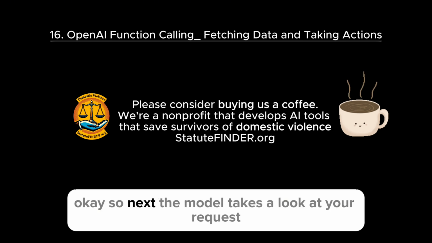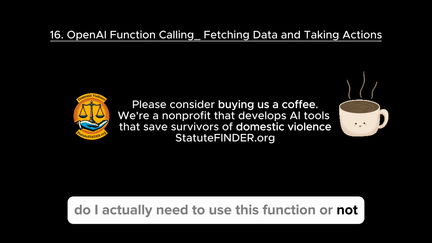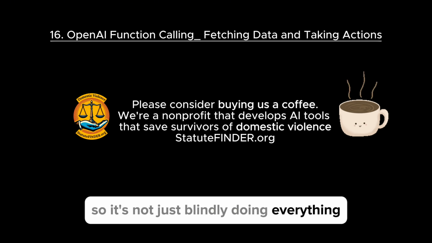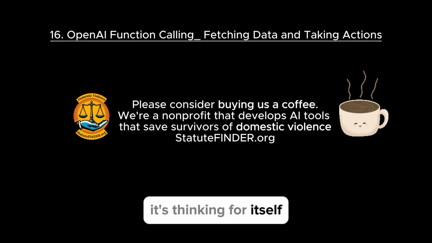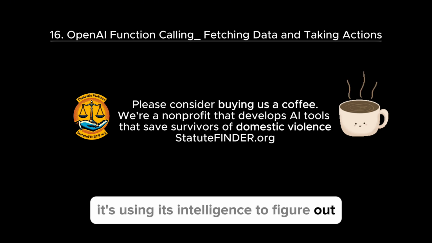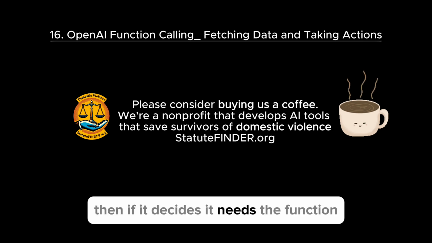Next, the model takes a look at your request. And it decides, hey, do I actually need to use this function or not? So it's not just blindly doing everything we tell it to do. It's getting smarter all the time. It's thinking for itself. It's using its intelligence to figure out if the function is necessary. That's pretty cool.